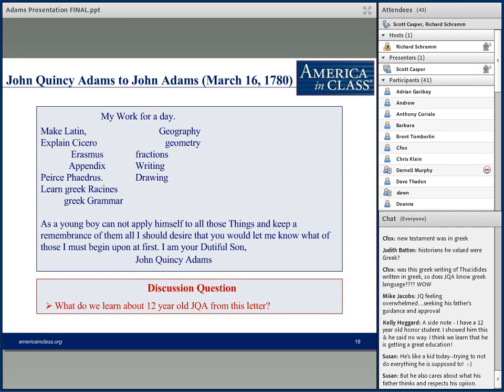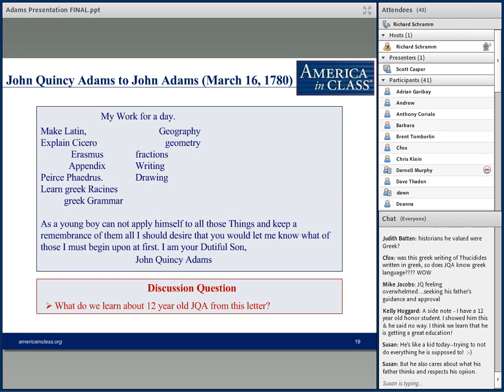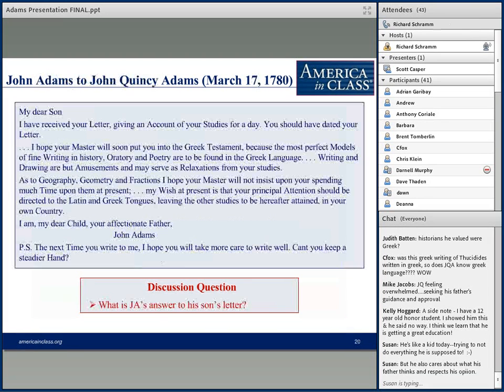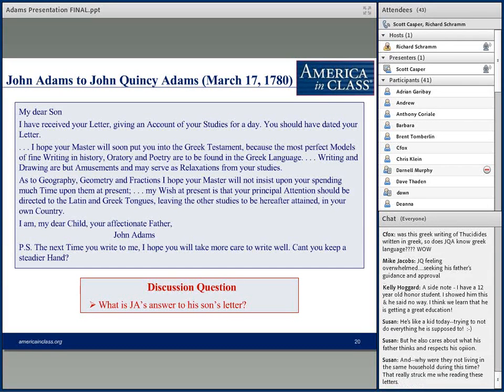So we have here Latin and Greek. We have Erasmus, a Dutch philosopher, Phaedrus, who was a Greek philosopher. So we have philosophy, we have history, we have Greek and Latin, we have math, we have writing, we have drawing. And what does John Adams, in response, say that John Quincy should focus on? Here we have John Adams. Richard, you want to take this one?